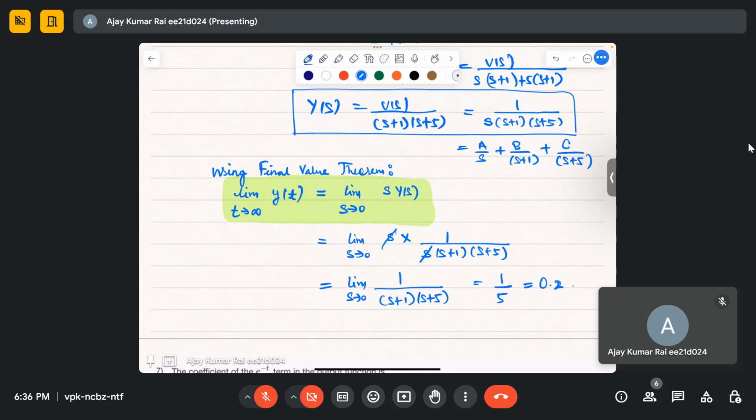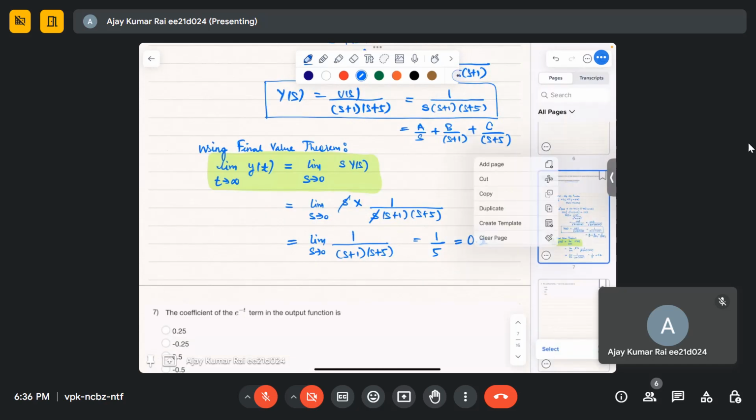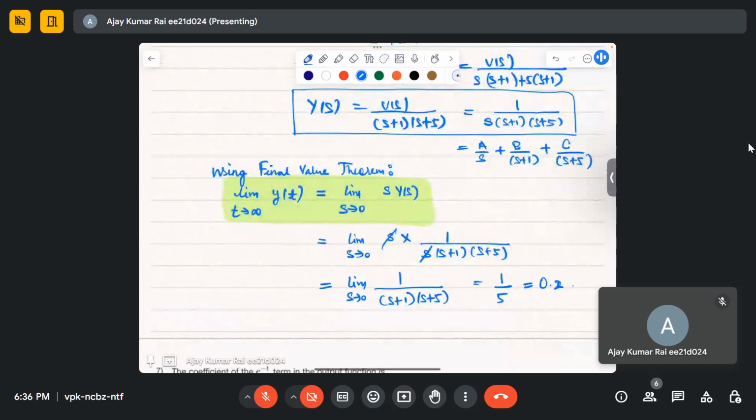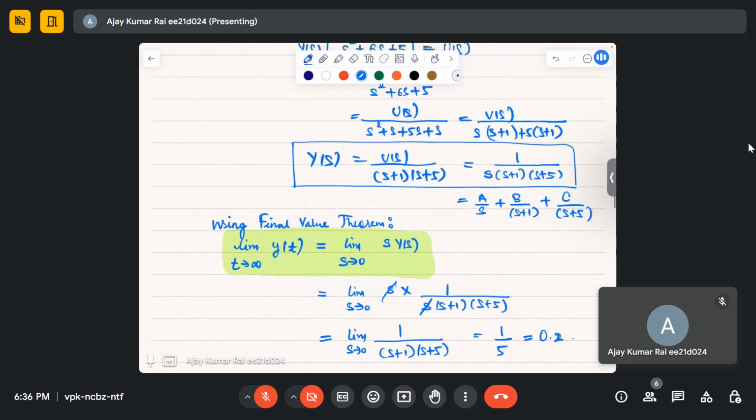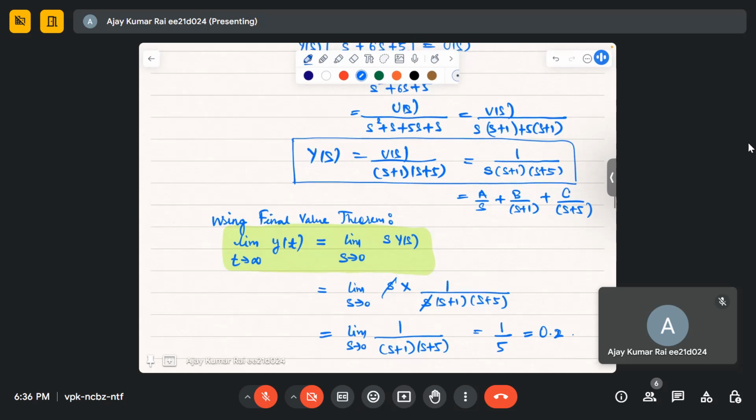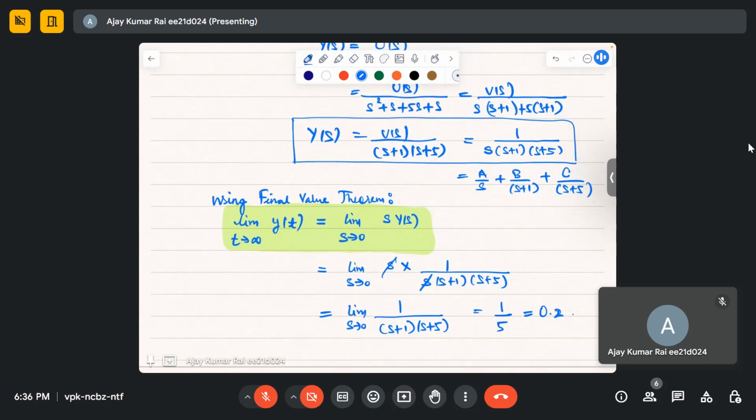So what you did first, no need to find y of t. In the Laplace domain itself, using the final value theorem, you can get the steady state value, which is equal to 0.2. The other way is, this is y of s, solve for A, B, C, you will get y of t. Then you can use the limit t tends to infinity and you will get the same answer. That we will do in the next question.